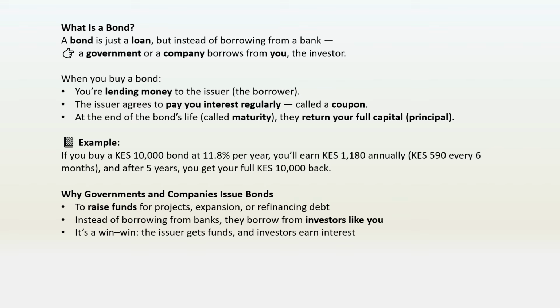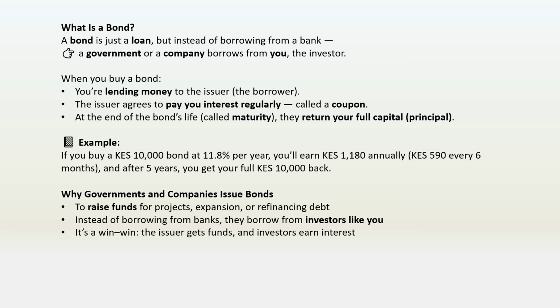So when you buy a bond, you're lending money to the issuer. Issuer is a borrower, either the company or the government. The issuer agrees to pay you interest regularly. That interest is called coupon. It is the most important because it tells you the returns you get. Then at the end of the bond life, that is at the maturity, if the bond is 5 years, so the maturity is 5 years. After 5 years, they will return full capital. That is the principal. That is the amount that you loaned.